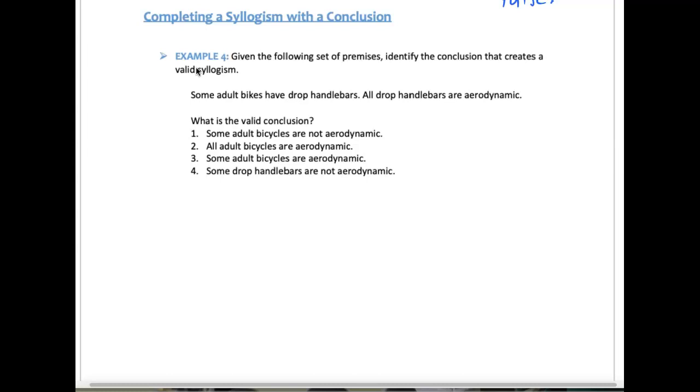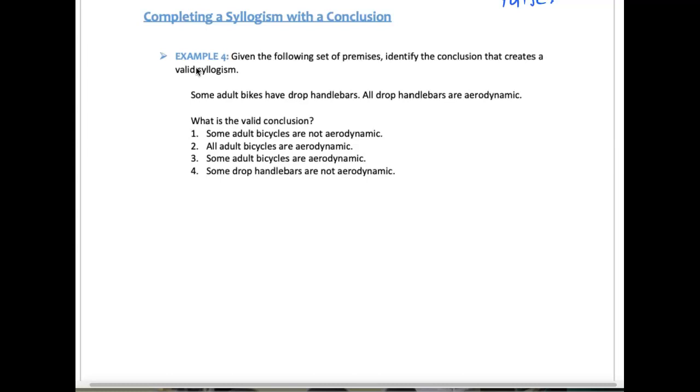So what if you have this set of premises? Some adult bikes have drop handlebars. All drop handlebars are aerodynamic. So again, that means that both of these premises must be true. And we want to identify the conclusion that also has to always be true whenever these premises are true, right?